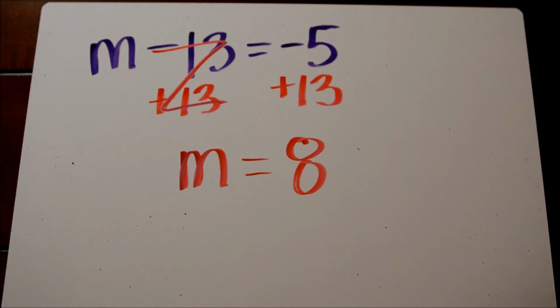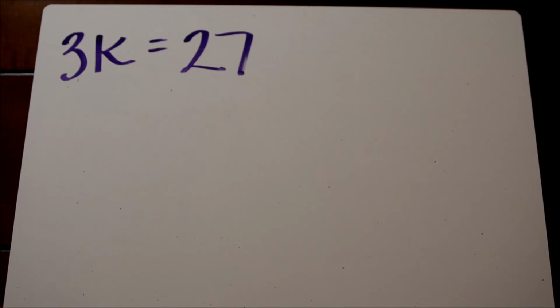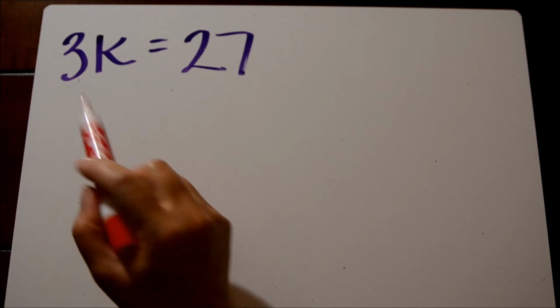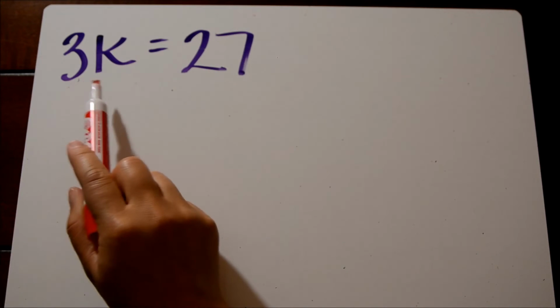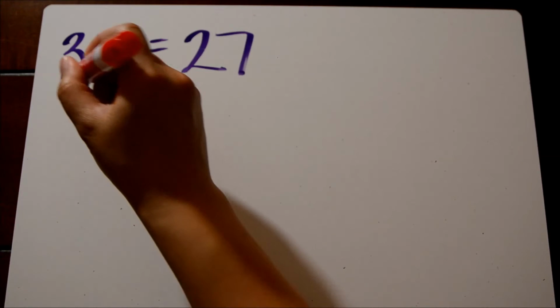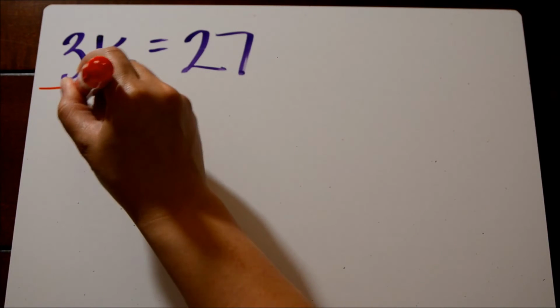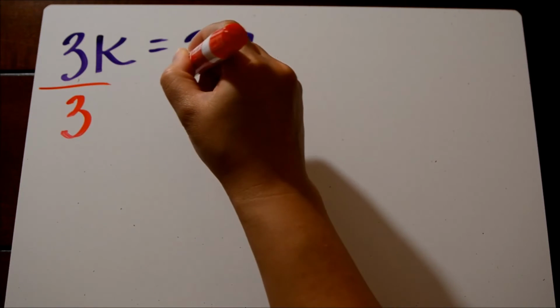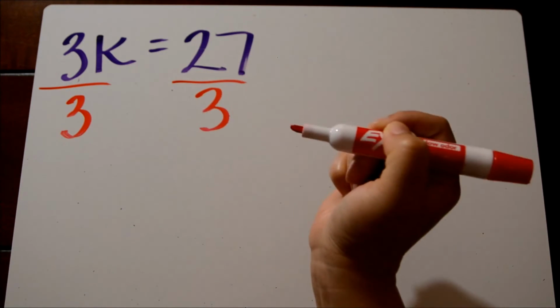Let's take a look at another example. Here we have a one-step equation involving multiplication. Whenever a number and a variable are touching, that represents multiplication. To undo that process, we're going to apply the inverse operation of multiplication, which is division. So we'll divide by 3 here, divide by 3 here.